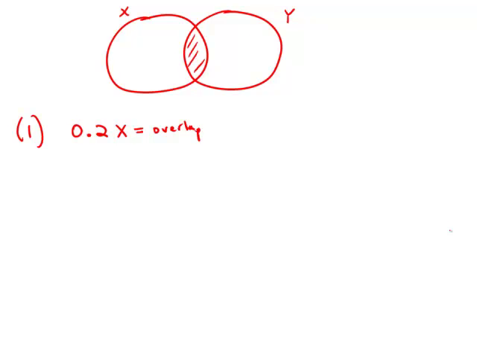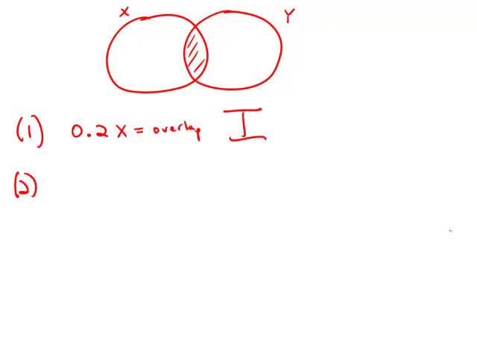Well, the trouble is, we have no idea. So those people, those 20% of X, they're in Y. We have no idea how many other people are in Y. There could be 3 other members in Y. There could be 3,000 other members in Y. We have no idea. So from this fact alone, we cannot figure out which group is greater. So this statement by itself is insufficient.